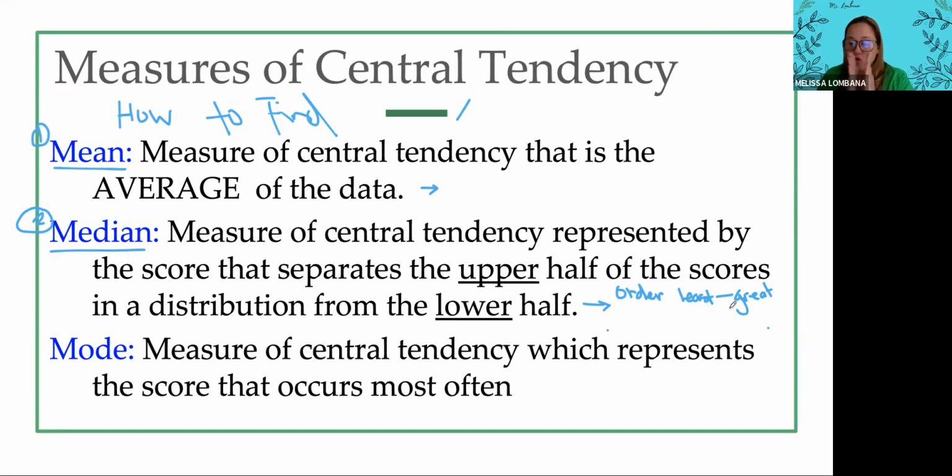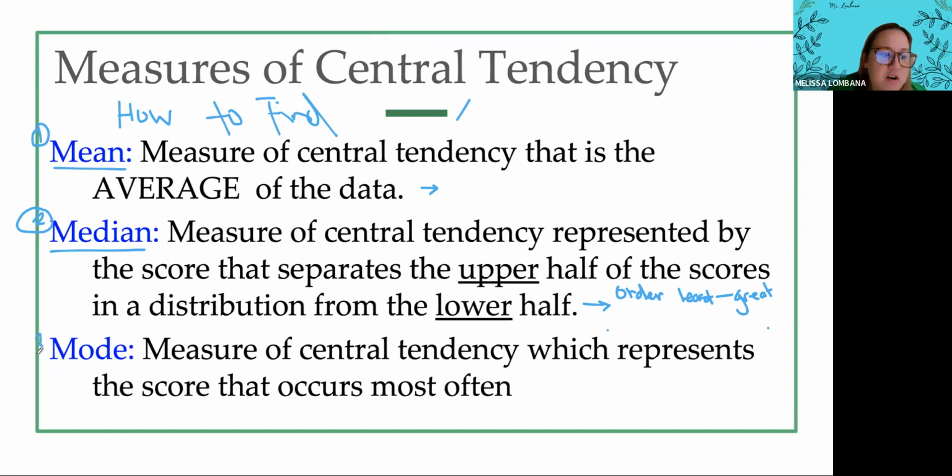If there are two middles, meaning it's an even amount of data, you're going to get the two numbers you found in the middle. When I taught elementary, I used to tell students to put their fingers on each end and jump over till they meet. If there's two, add them and then divide by two so you get the average of those two numbers. That's how you get the median.